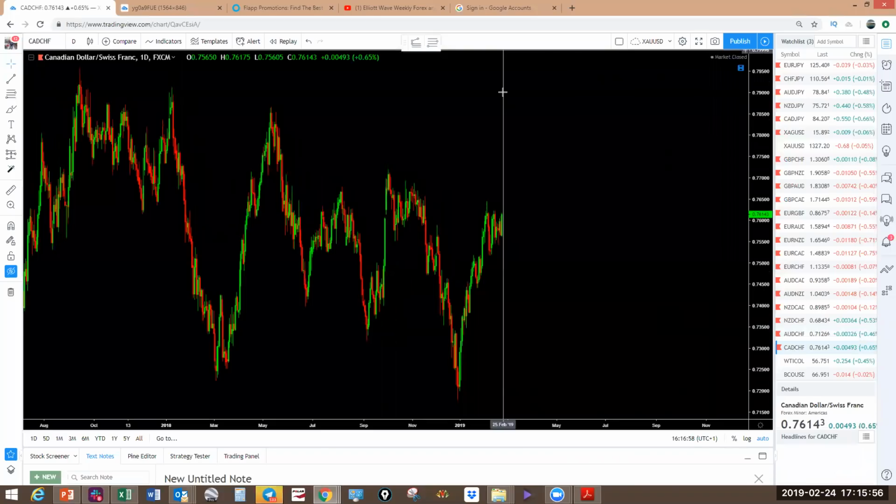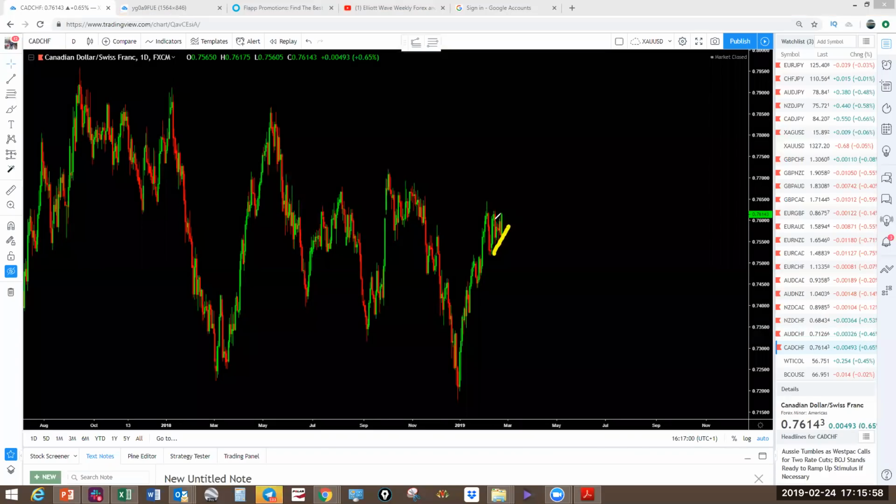CADJPY, same. Pulsing move up, now correcting here. 1, 2, 3. Let's see what happens with this correction. We're still going sideways here. No new move there. No new setup there.